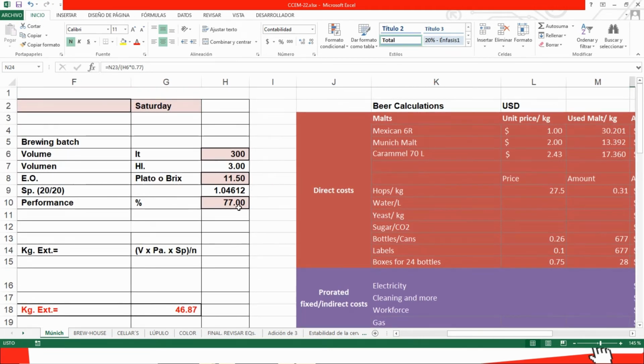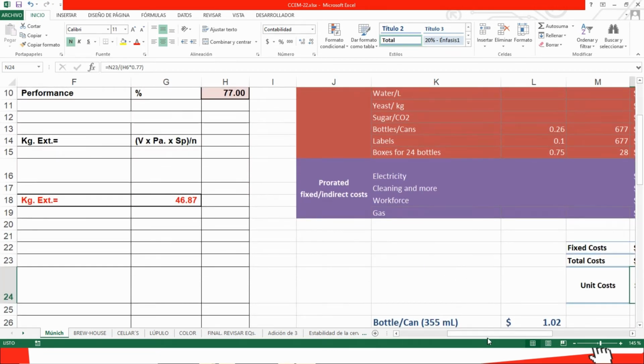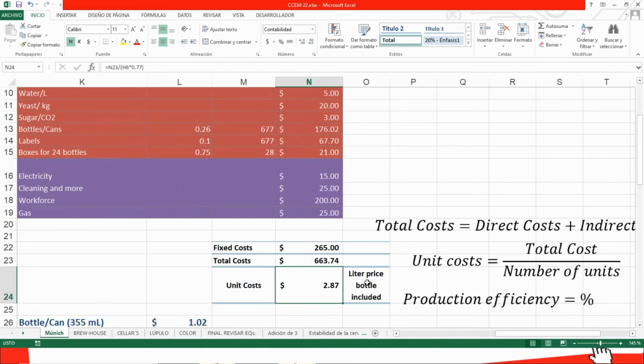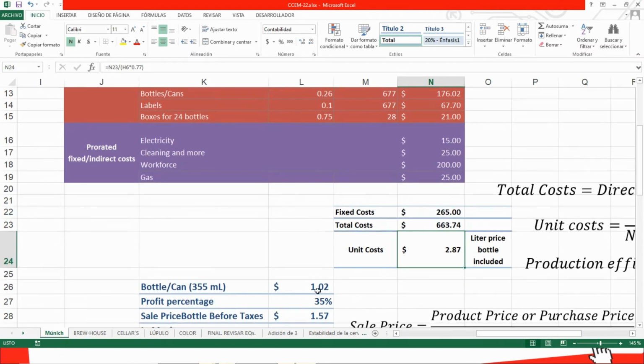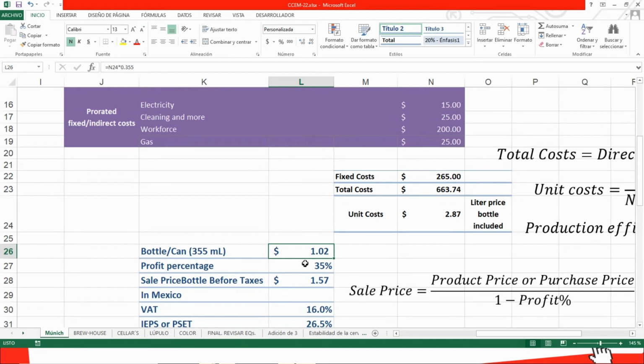And then I obtain the unit cost, this is the liter price of bottle, and the bottle is included because I have here the price of the bottles. And then, if you can see, I have to multiply by the standard volume of a beer, that is a bottle of 355 milliliters. So I just have to multiply by the same, but in liters. And I have the single price of a bottle of these contents.